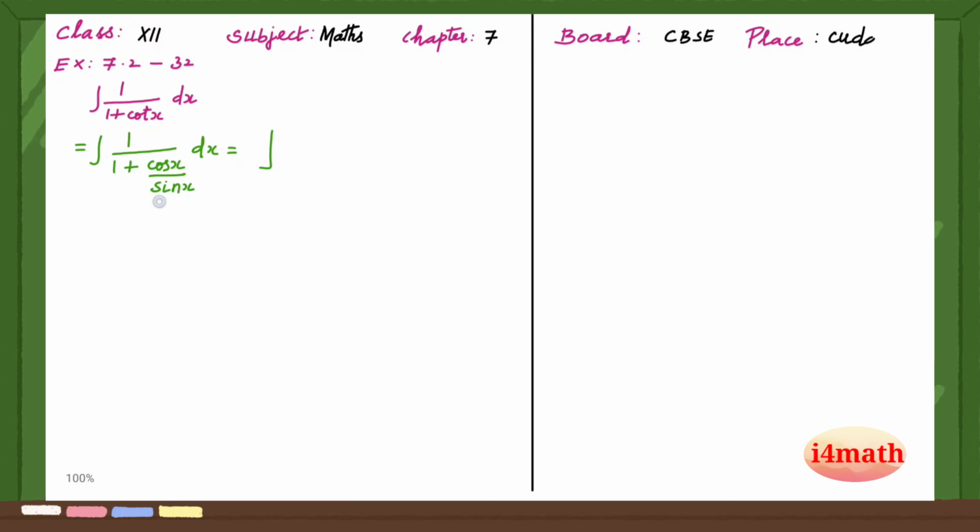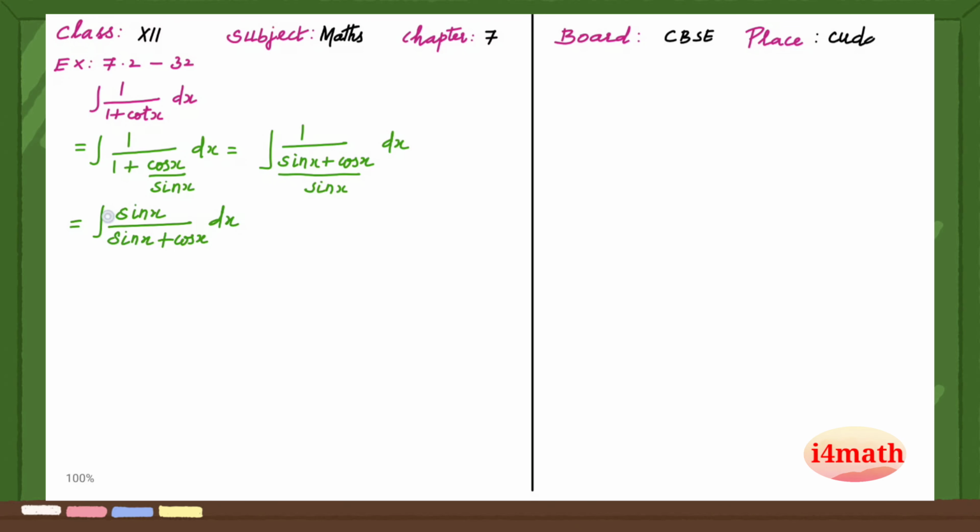Now take the LCM. 1 divided by 1 into sin x plus cos x, whole divided by sin x, into dx. Now take the reciprocal: sin x divided by sin x plus cos x into dx.